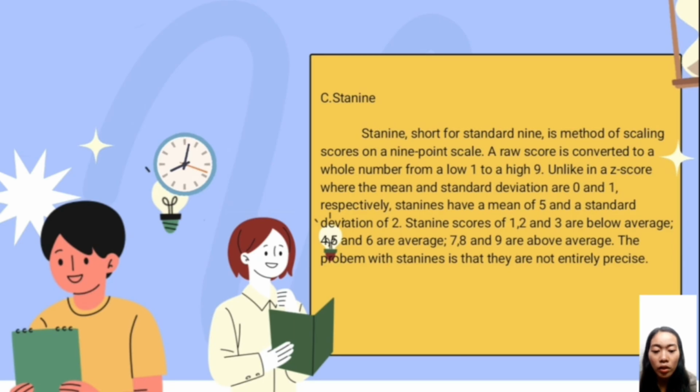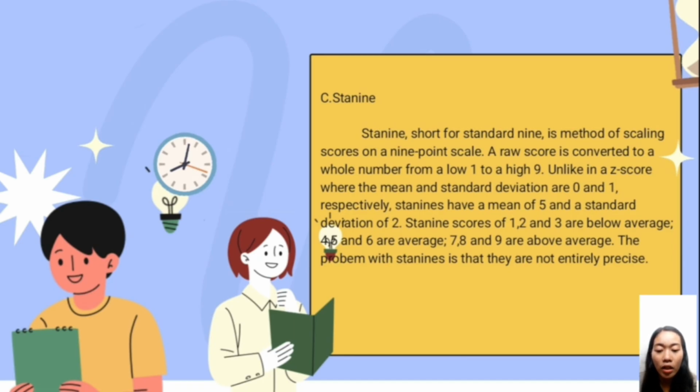So STA9 scores of 1, 2, and 3 are below average, 4, 5, and 6 are average, and 7, 8, and 9 are above average. So in a previous example, the STA9 equivalent of a raw score of 12 is 2. This can be calculated from the Z-score by multiplying it by 2 and adding 5. So the formula is STA9 is equal to 2Z plus 5.